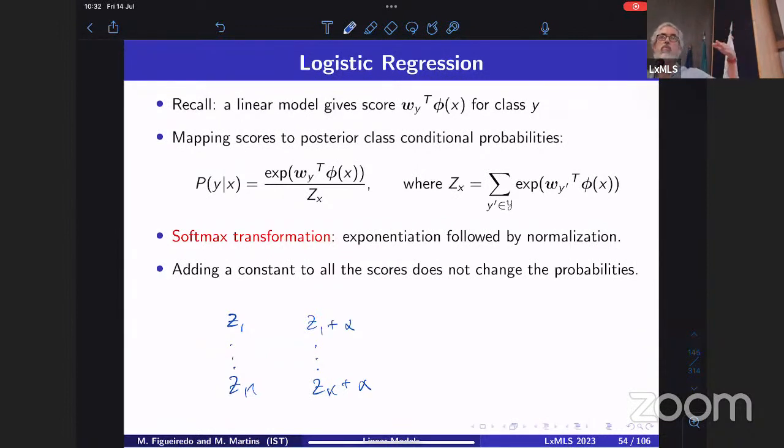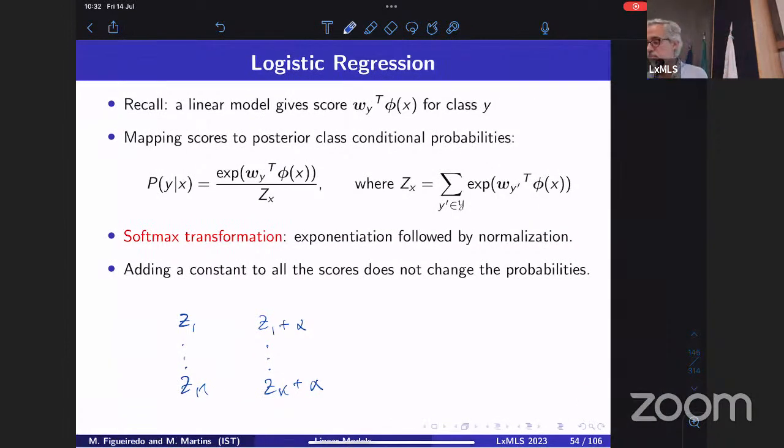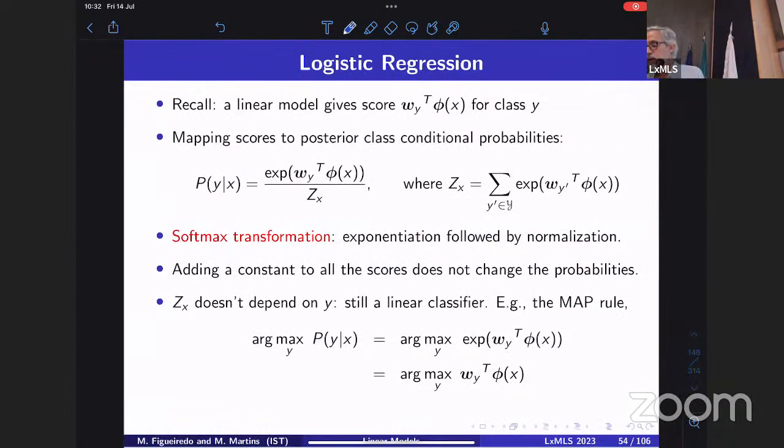So it doesn't matter where the scores are, it just matters how they relate to each other, okay? It's still a linear classifier in the sense that if you want to find the class that has the highest probability, it's the same as finding the class with the highest score, because the highest exponential is also the highest argument of the exponential. Exponential is a monotonic function.